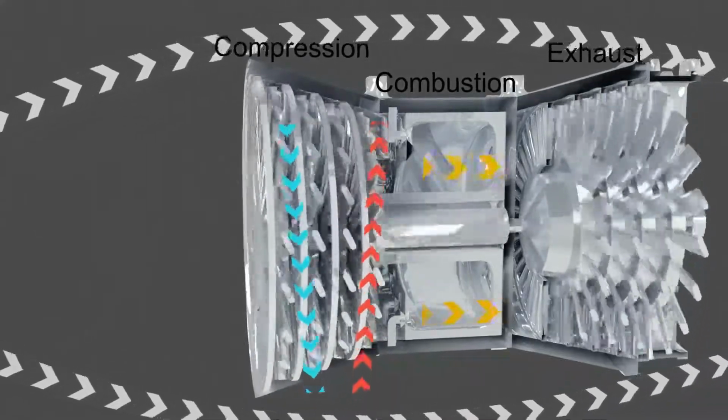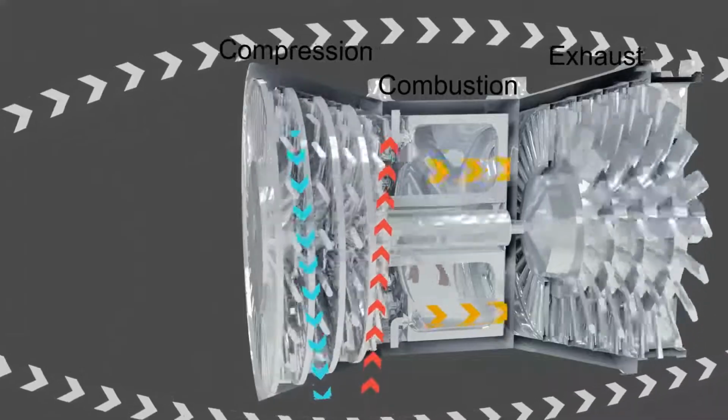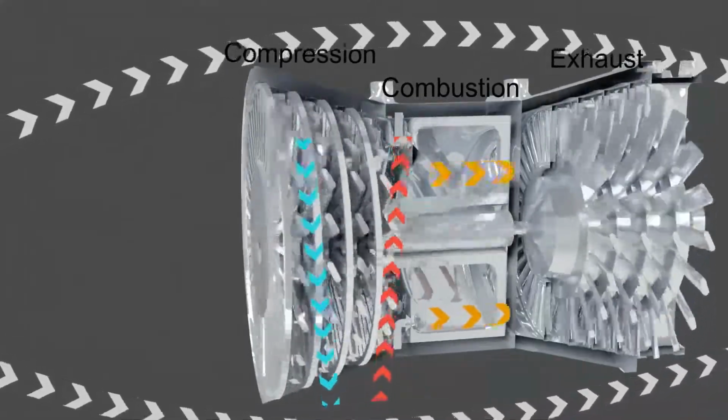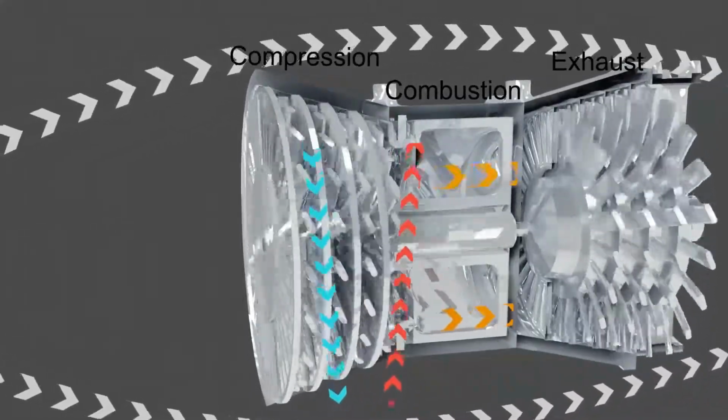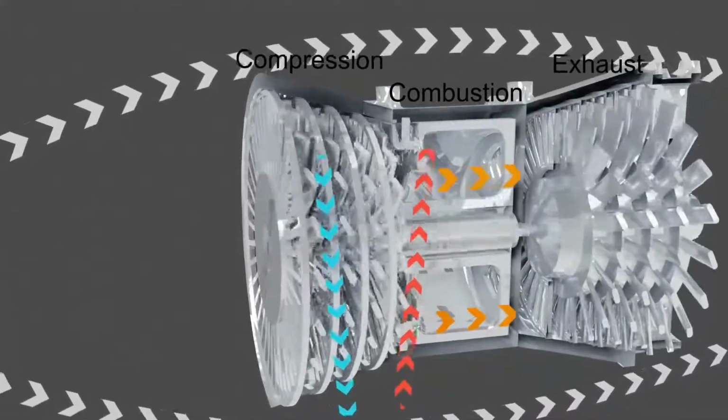Fuel is then injected into the combustor where it is mixed with the compressed air and ignited. The core is at its smallest diameter here to maximise the air-fuel mixture that is achieved in this constrained area.